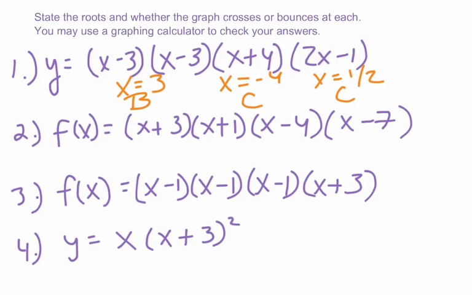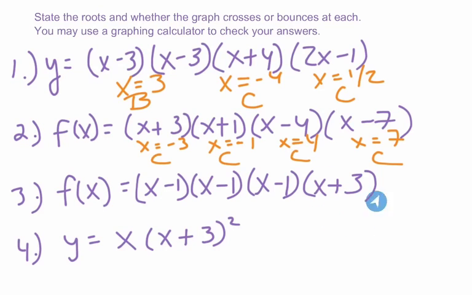For the next one, these are 4 totally different factors. Each factor is only appearing once, and so all of them would cross. We would have x equals negative 3 crossing, x equals negative 1 crossing, x equals 4 crossing, and x equals 7 crossing.